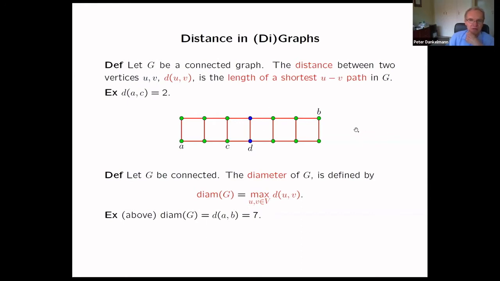Okay, so here in this particular example, the diameter of this graph is 7. If you check, the distance from A to B is 7. You won't be able to find a shorter path from A to B, but you will find a path from A to B, for example, going along the bottom of the graph and then up, of length 7. And the distances between all other vertices are at most 7. So that is the largest of the distances.